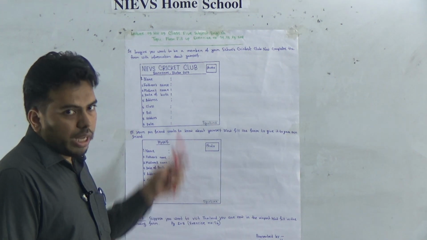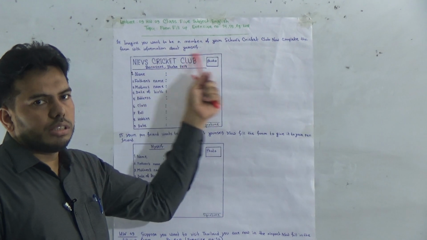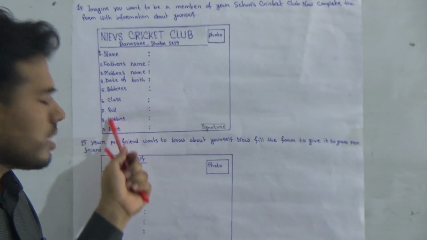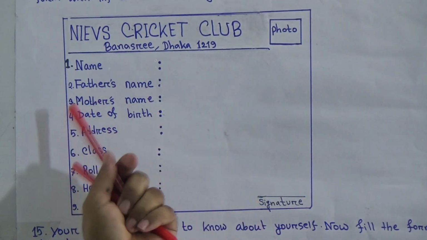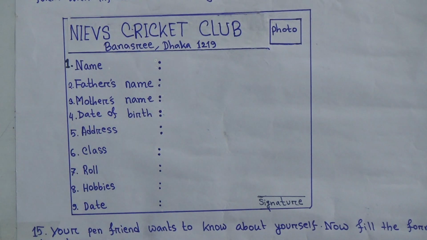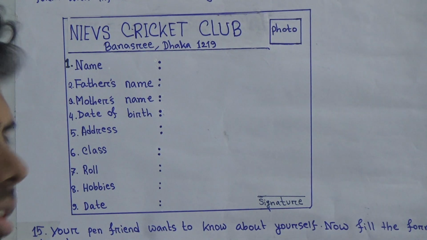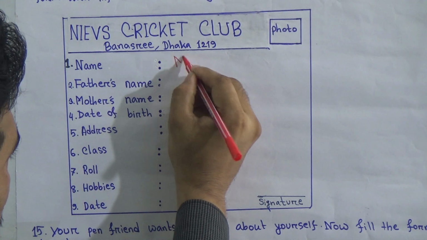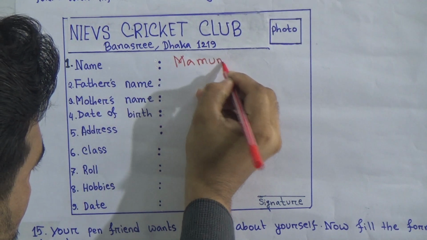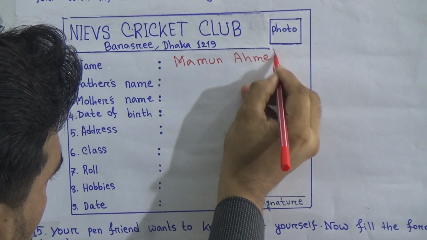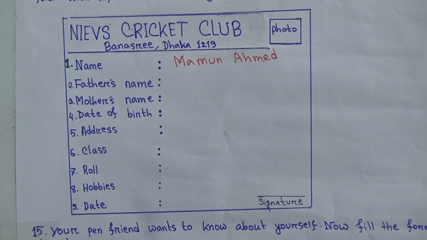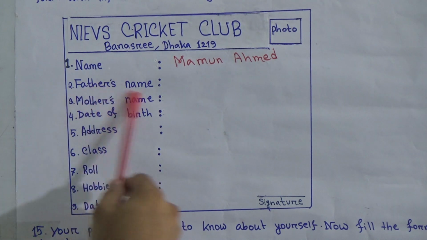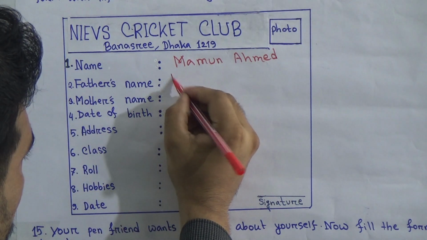First of all, you need to make an envelope, then pick up this information from your question. Finally, you have to fill up this information according to the blank side. Here, the first item is name. As there is no name given, I can write any name. So suppose my name is Mamun Ahmed. Listen carefully, all your fill in the gaps should be very straight. You can't write randomly. Second one, father's name.